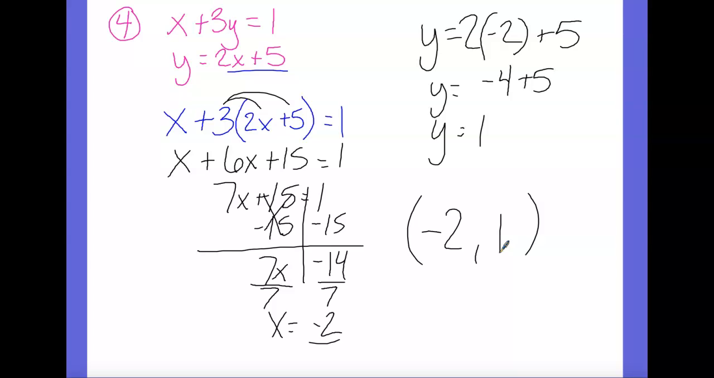That doesn't seem so bad, right? It just takes a lot. And your signs will be really important, because if you mix up your signs and get x wrong, you also get y wrong. Okay?